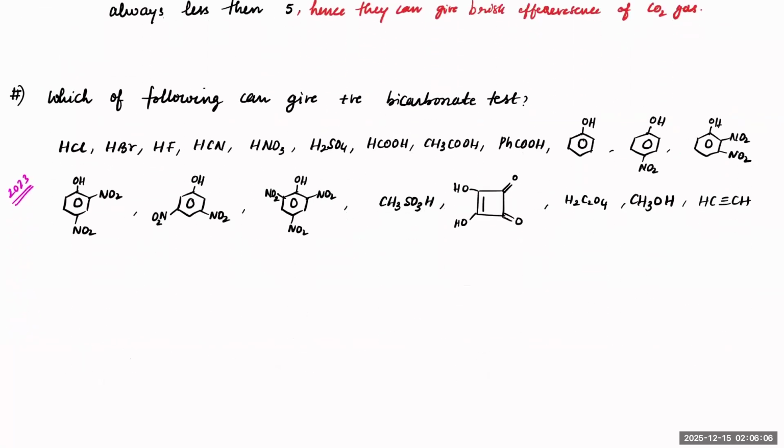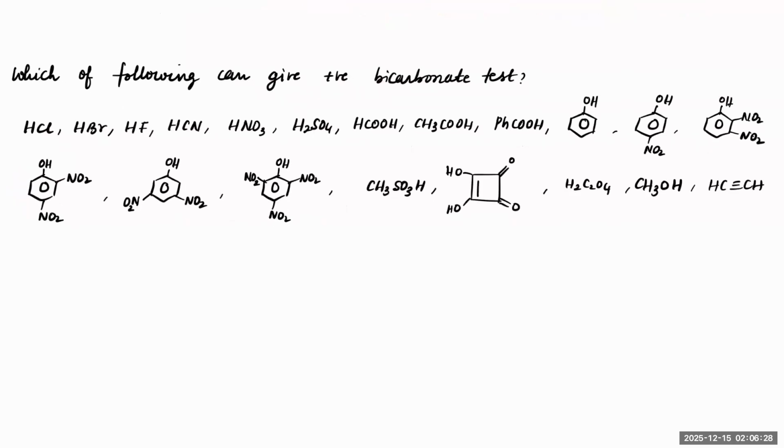Okay. This is a very standard JEE question, asked multiple number of times. Check it out. Which of the following can give positive bicarbonate test? Just quickly try to recall the pK values, at least the range. You should be able to figure that out. If you know that, it becomes very, very easy. Everybody, check out. The pK value of HCl is -7. This is -9. This is 3. This is 10. HNO3, right? It is a strong acid. Again, it is -5.